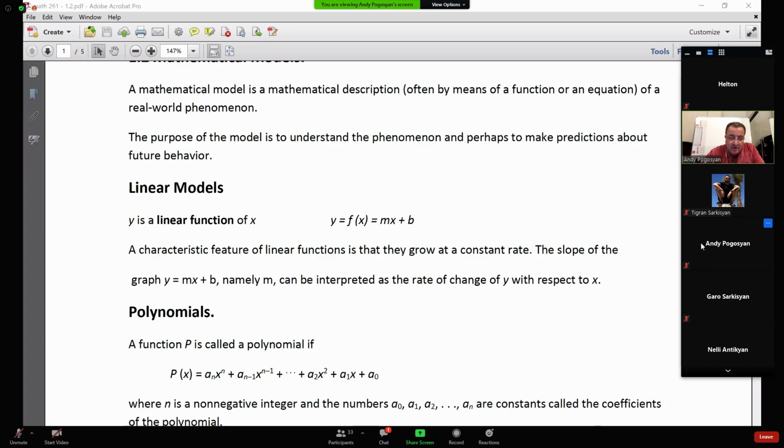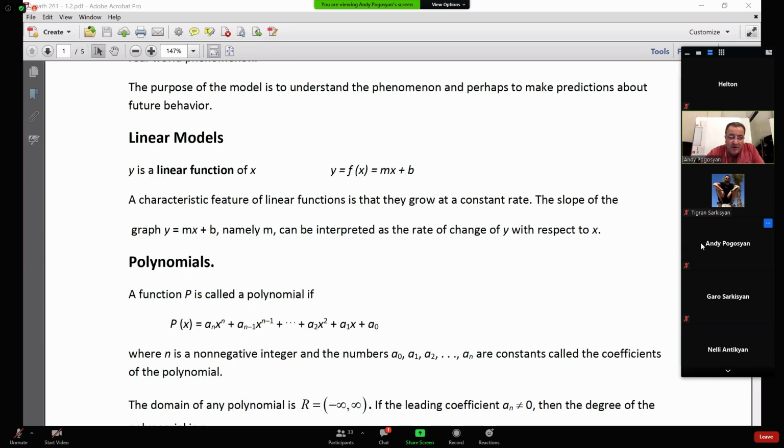So let's start from linear models. If y is a linear function of x, then it has the form y equals f of x equals mx plus b. M is the slope, b is the y-intercept. So at x equals 0, we have the value b. M is in general the slope of the linear function, the line. It's the steepness of the line, which shows how the function changes when x changes.